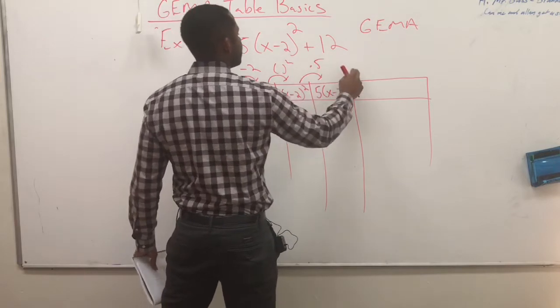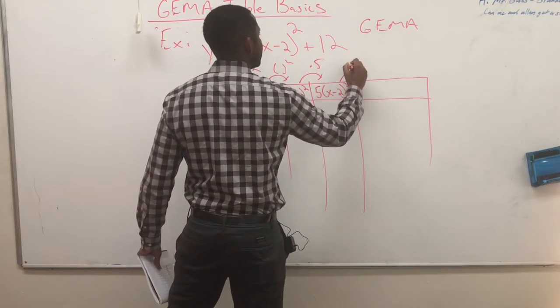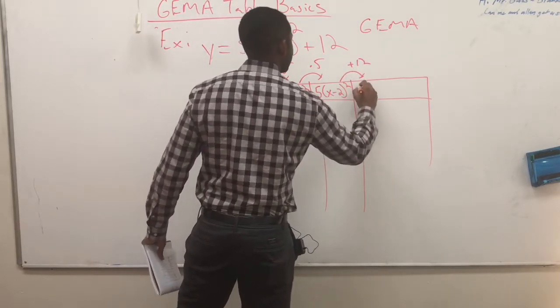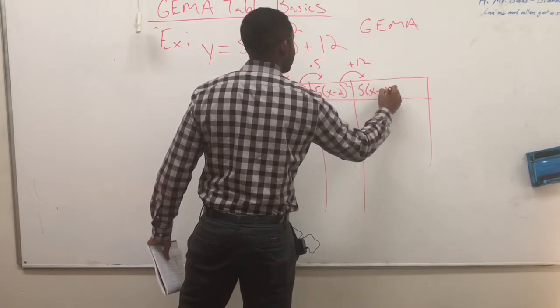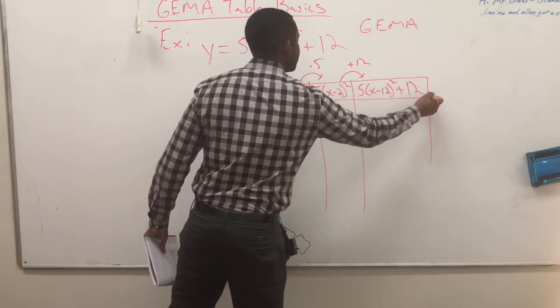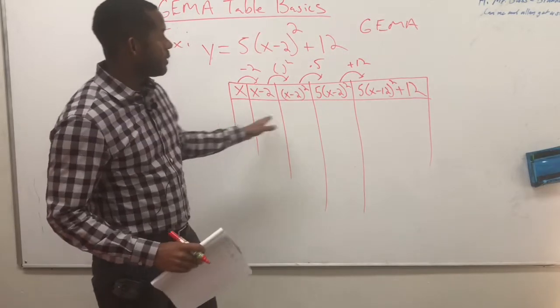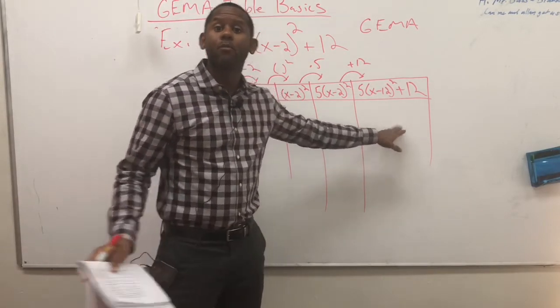And finally, adding or subtracting. This is adding plus 12. So 5 times x minus 2 squared plus 12. This is where I end up. Here's my input. This will finally tell me what my outputs are.